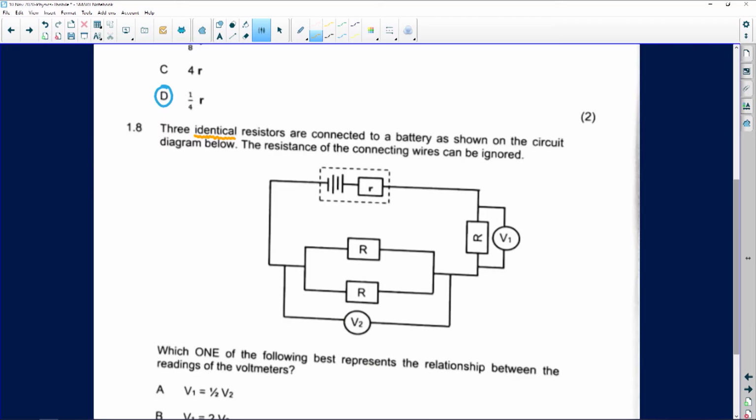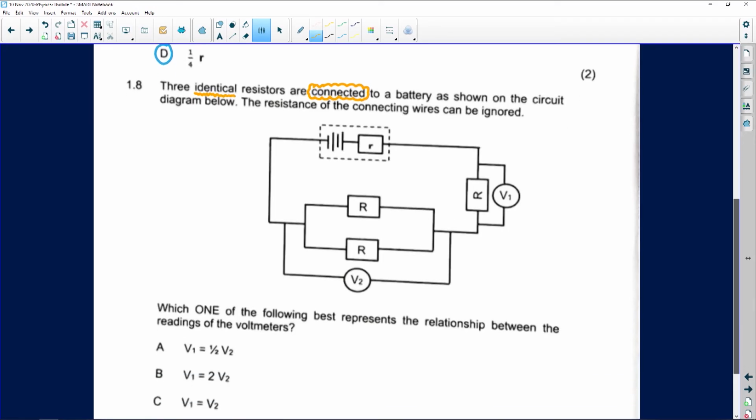Meaning they will all allow the same amount of current through them, except how they are then connected. So we've got 3 identical resistors that are connected to a battery as shown in the circuit below. Remember, the connection of an electric circuit is actually very crucial. With an electric circuit, there's not so much to remember, but you have to remember how it's connected. So let's just look at this one here quickly.